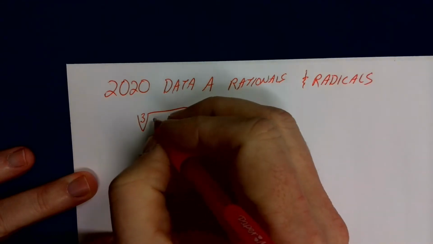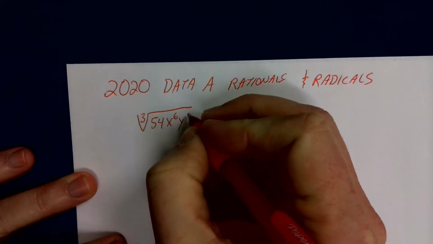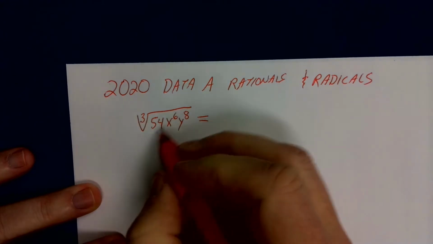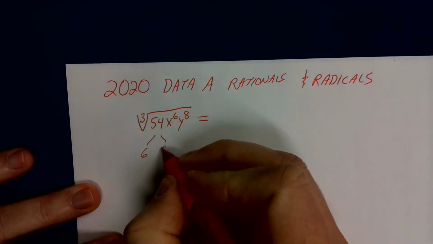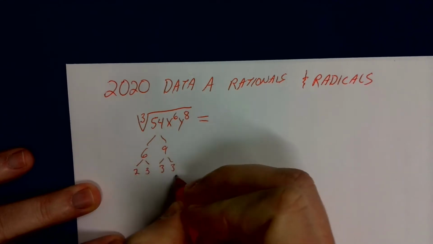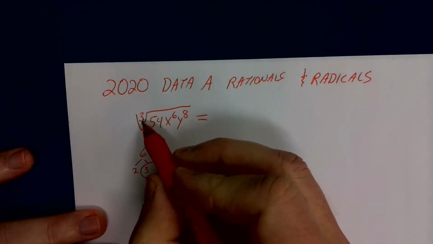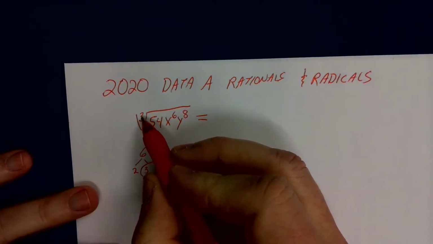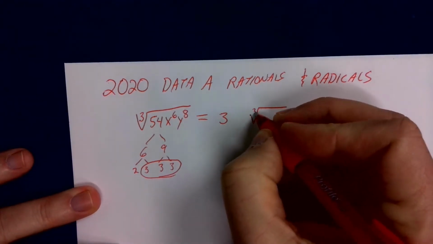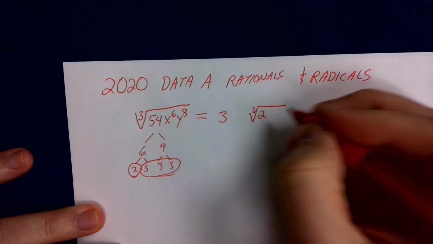So if I have, maybe something like this, 54x to the 6th, y to the 8th, and I want to simplify that. Cube root means I need triplets, so I would do 6 times 9, and 9 is 3 times 3, and 6 is 2 times 3, and you can see that I have triplet 3s. I need 3 of the same factors to be able to get it out of a cube root. That's kind of what that means. So I'm going to pull a 3 out. Cube root's still there, and this little sucker right here doesn't have anything, so it's got to go back in.